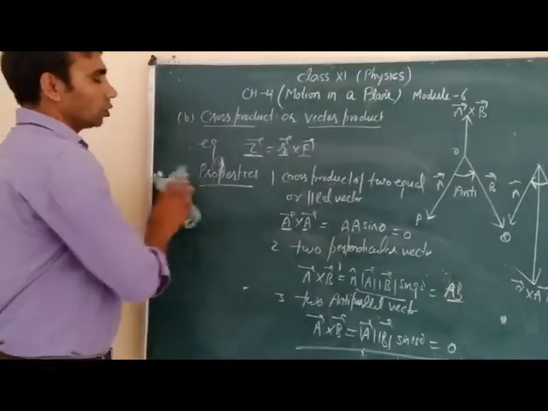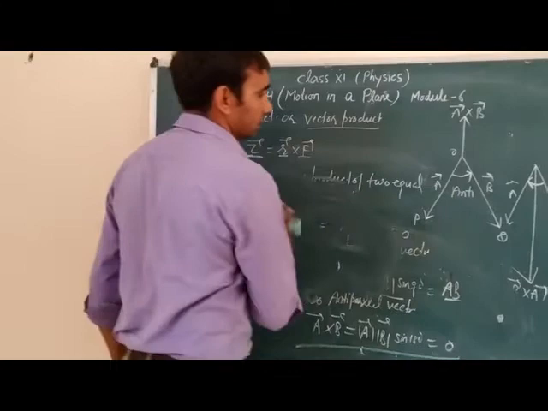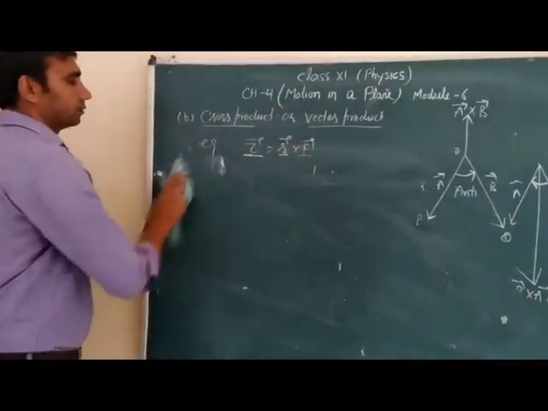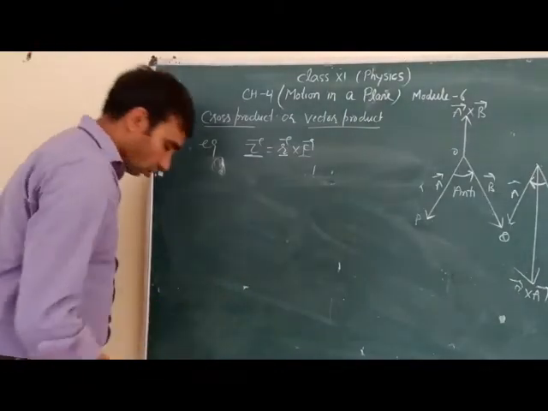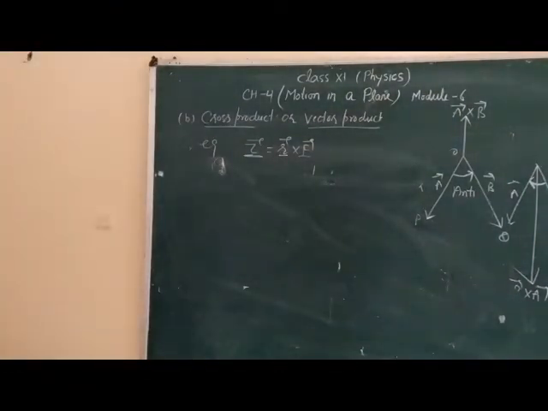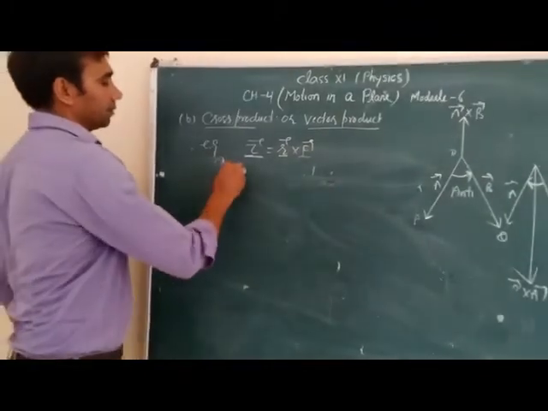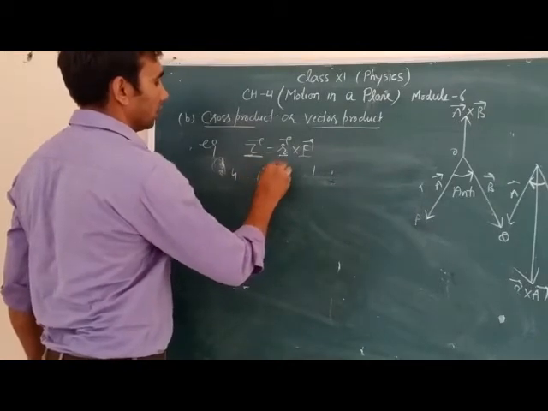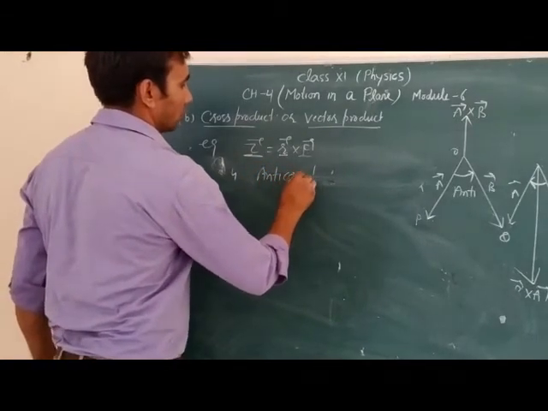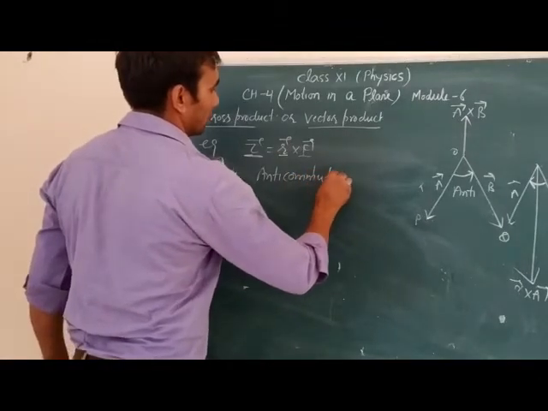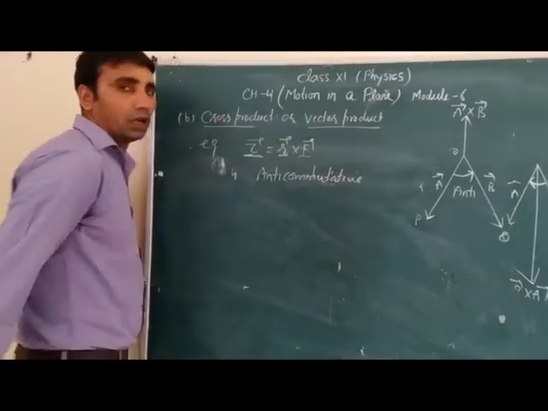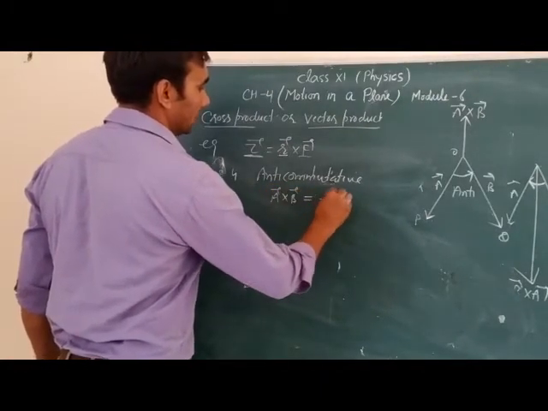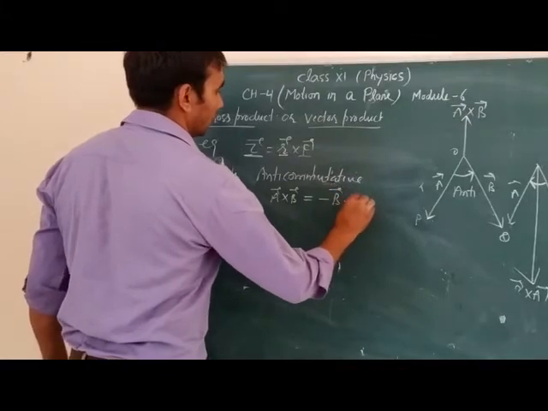Now the fourth property is that the cross product is anti-commutative. Anti-commutative means A cross B is equal to minus B cross A.